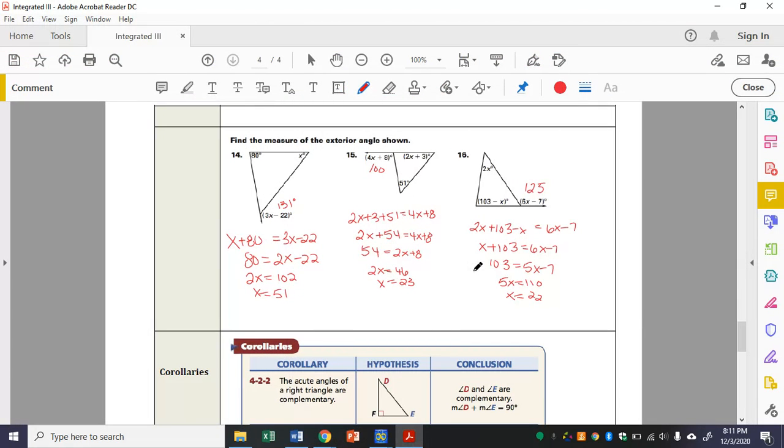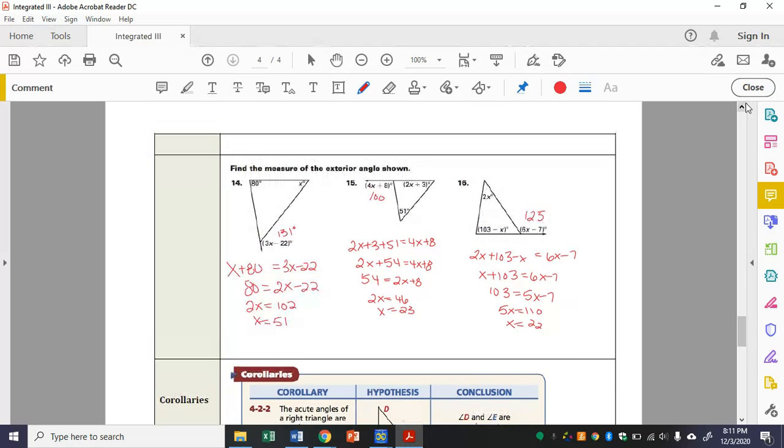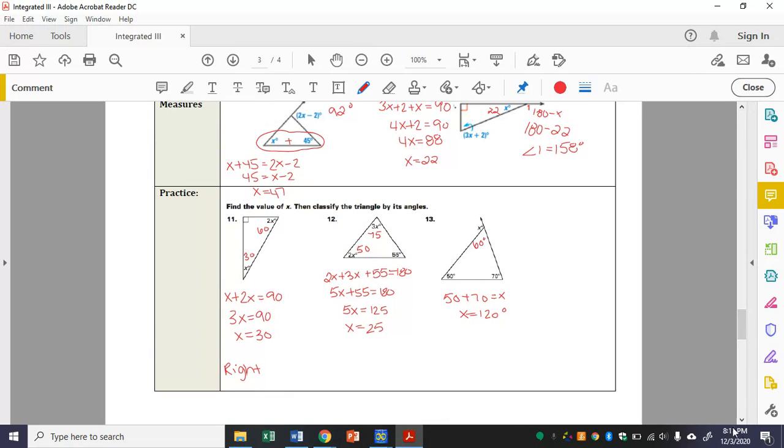Okay, so going back up here to 11, 12, and 13. So on 11, I have a right angle here. Remember in our corollary it says the acute angles of a right triangle have to be complementary. So we can set this equal. We can say x plus 2x equals 90, solve down, and then we can plug that number back in for x, get these angle measurements. We automatically know already because there's a right angle here that we have a right triangle.